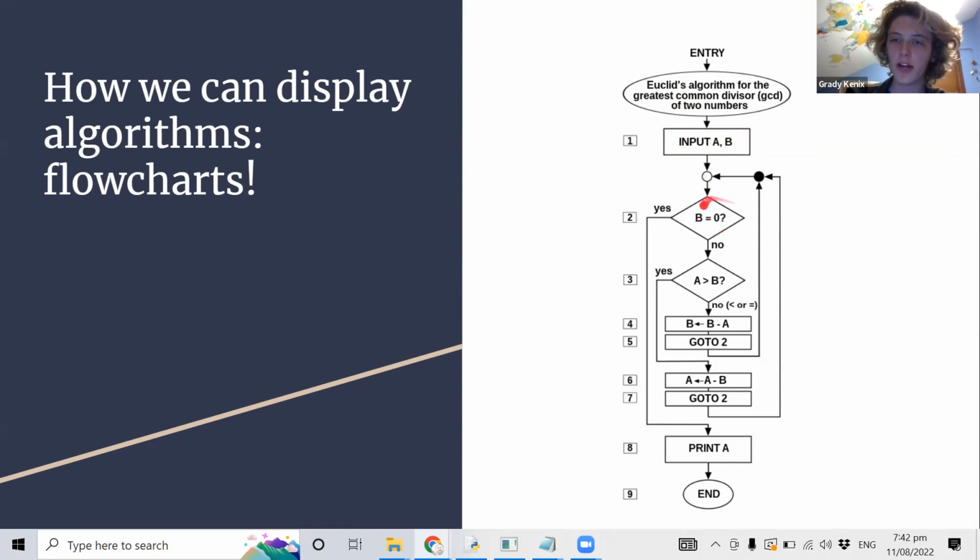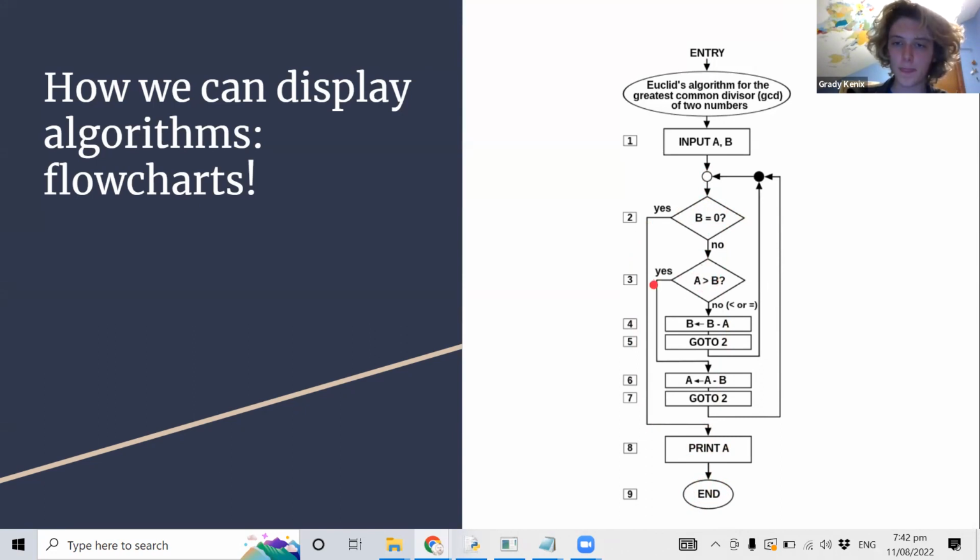Next, you check if B is 0. In this one, they don't actually check if B is 1, and you don't necessarily need to for the algorithm to work. So they check if B is 0. If it is, then they go all the way down and print A, and that's how you end it. And if it isn't 0, follow the arrow that says no.